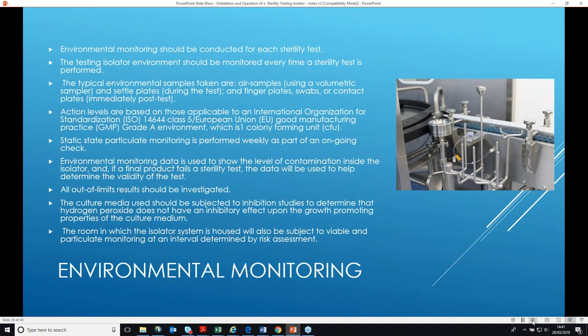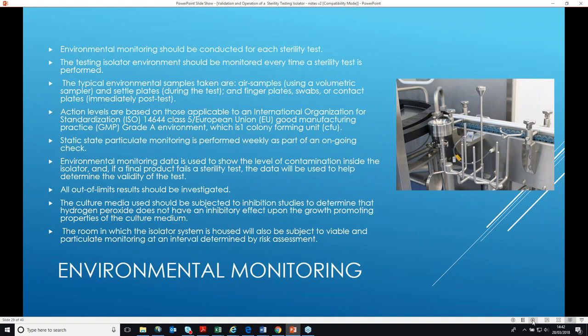It's also important to perform environmental monitoring with each sterility test, and this should happen every time. And the typical environmental monitoring samples taken are air samples using a volumetric sampler, settle plates, and then post-test finger plates, swabs or contact plates. The action level would be to EU GMP grade A, equivalent to ISO 14644 class 5, which would be one colony forming unit.